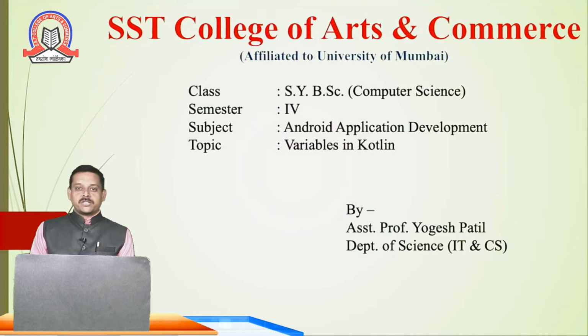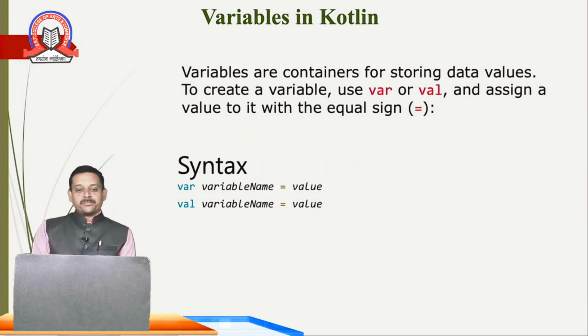Friends, today we are going to discuss the topic for SYCS Computer Science for Semester 3, and the subject is Android Application Development. The topic which we are going to discuss is variables in Kotlin programming language. Friends, what is meant by variable, that we all know, but how can we utilize the variable in Kotlin? As we know, Kotlin is a new language introduced in 2016, through which we can develop various applications. We have already seen it in our previous video.